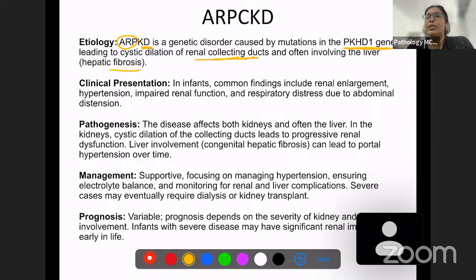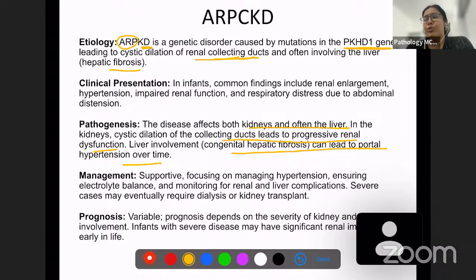Okay, so how does this happen? The disease affects both kidneys and often the liver. In kidneys, there is cystic dilatation of the collecting duct which leads to progressive dysfunction. Liver involvement with congenital hepatic fibrosis can lead to portal hypertension over time. So the management is supportive and prognosis is variable.